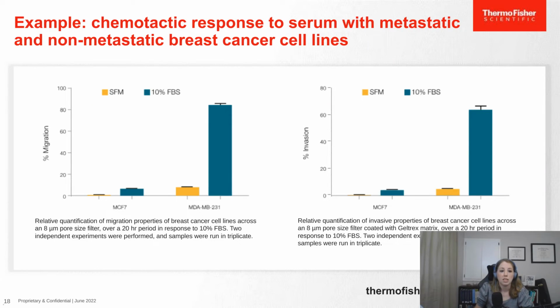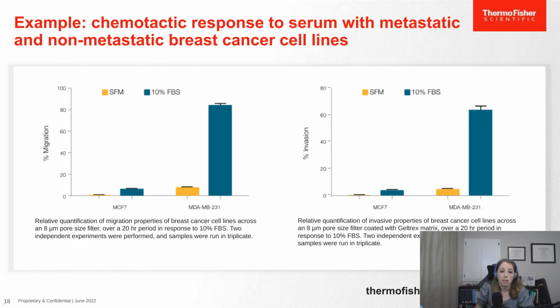So let's look at an example of this in action. For this experiment, non-metastatic MCF7 cells and highly metastatic MDA-MB-231 breast cancer cell lines were used. The chemoattractant was 10% FBS, which was added only to the bottom chamber. In the top chamber, the cells were seated in serum-free medium. After 20 hours, the cells on the underside of the porous membrane were counted, and the percent of cells that migrated was calculated.